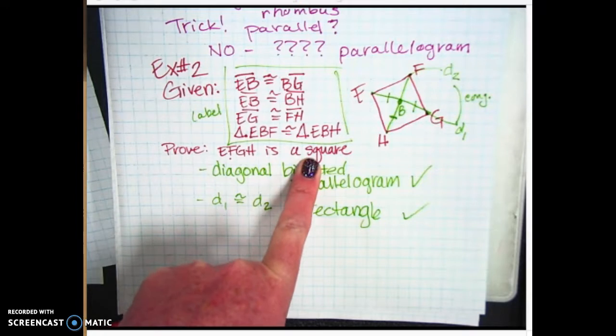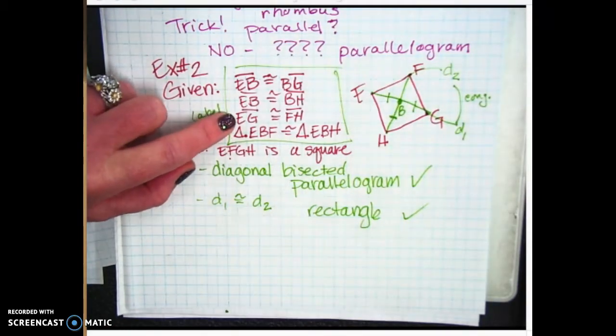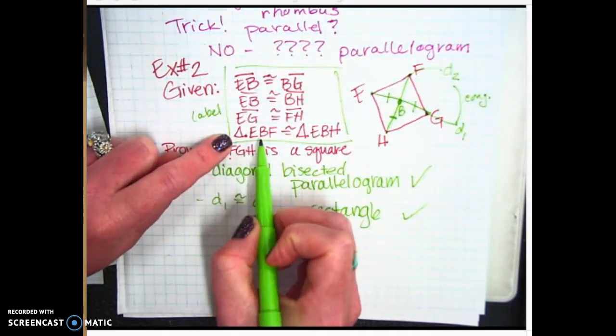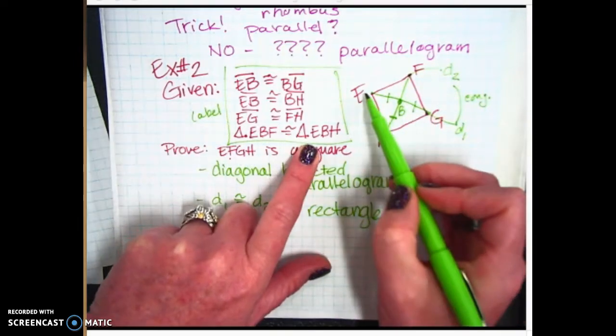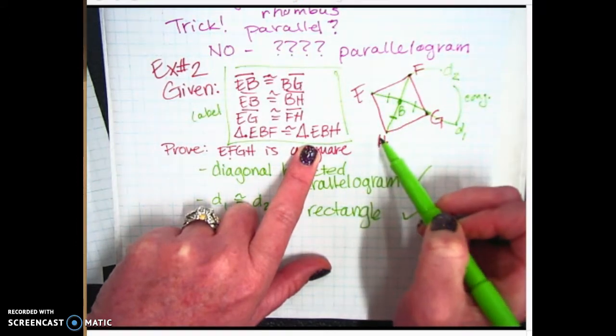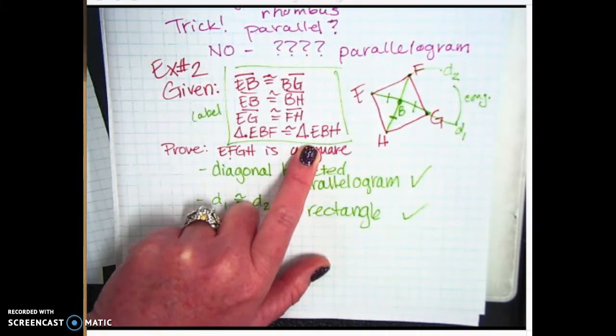We just need one more thing to get us to square, right? It needs to also be a what? Rhombus. Okay. So we've got one more statement. The last one says triangle EBF is congruent to EBH. So if this triangle is congruent to this triangle, then do you remember this little thing from last semester called CPCTC? Corresponding parts of congruent triangles are congruent.